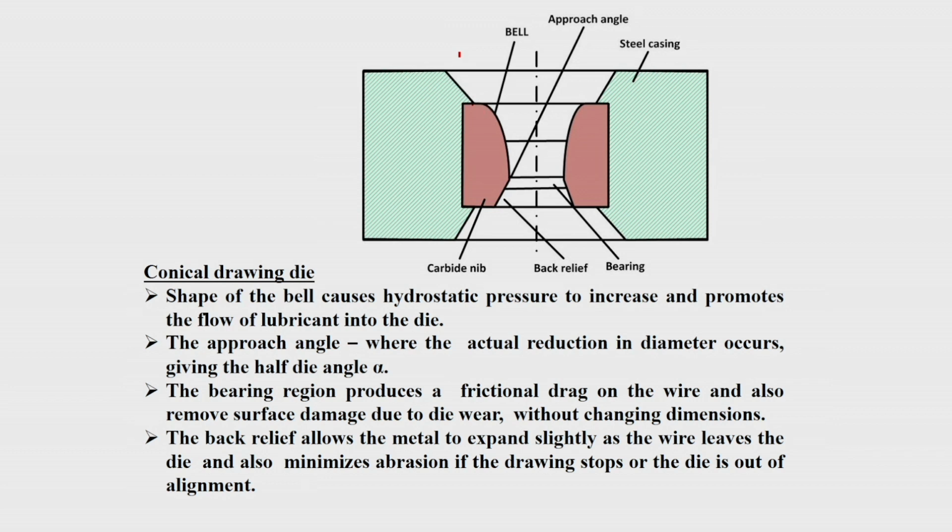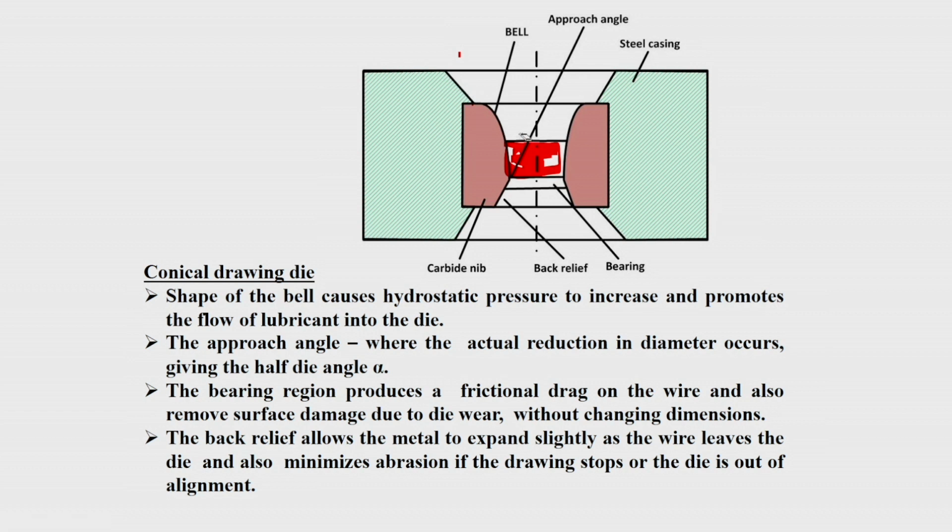At the same time it also creates a hydrostatic pressure. If it is a liquid lubricant, then it can create some hydrostatic pressure, and that is always good for this deformation. After the bell shape, there is an approach angle where the actual reduction takes place. This is the approach angle which is mentioned.